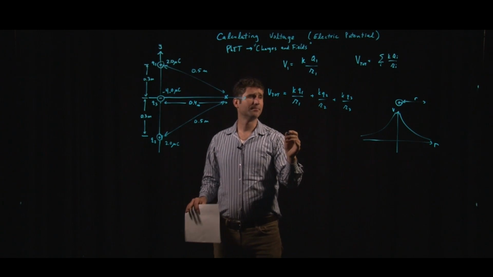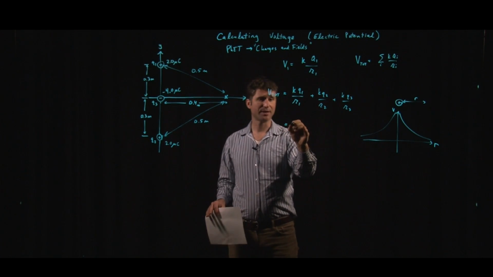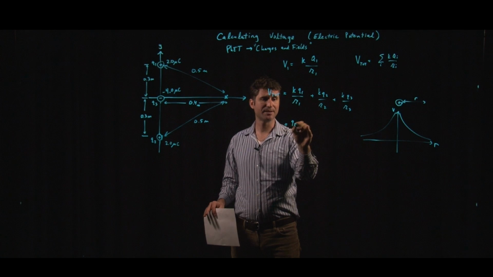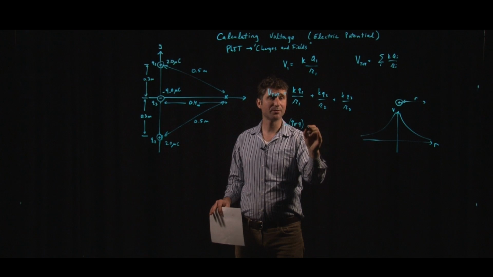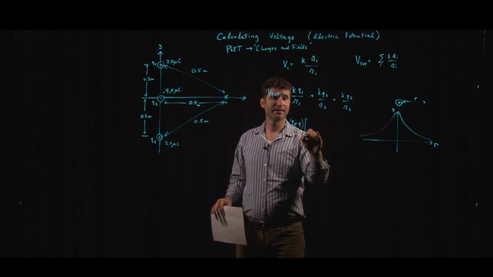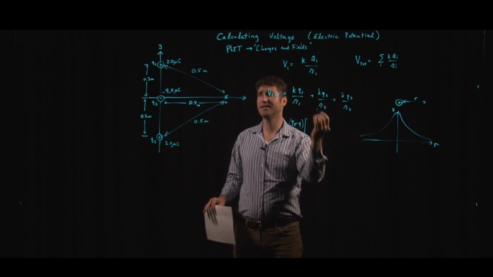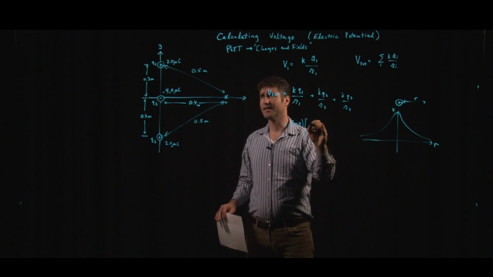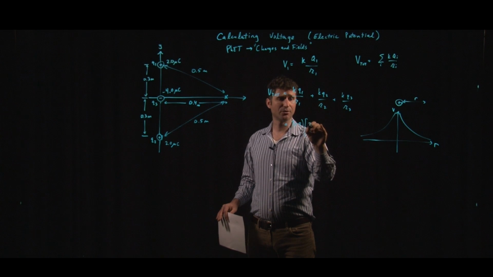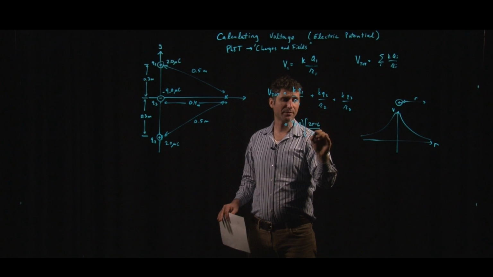So let's calculate this here. We'll just put in the numbers. We'll have 9 times 10 to the 9, that's newtons coulomb squared per meter squared. And then we're going to multiply by the first charge over its distance. Notice it's over its distance, not its distance squared. And so we'll have 2 microcoulomb divided by the distance, 0.5.